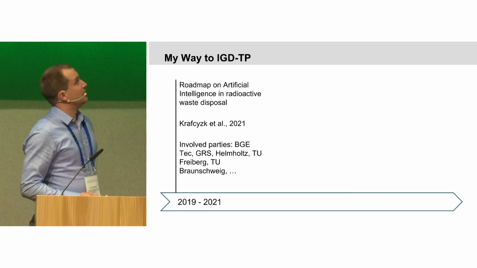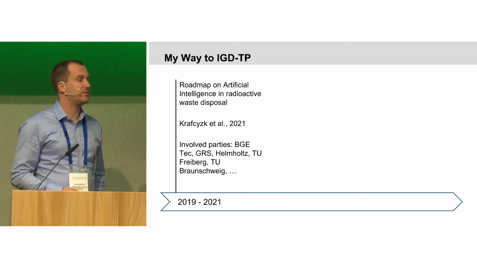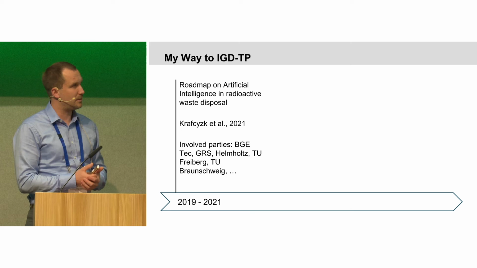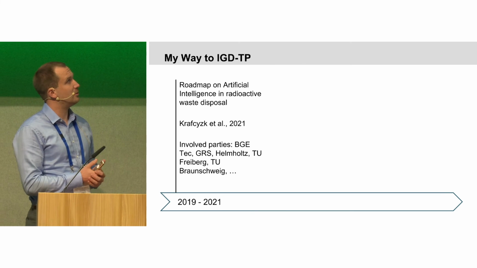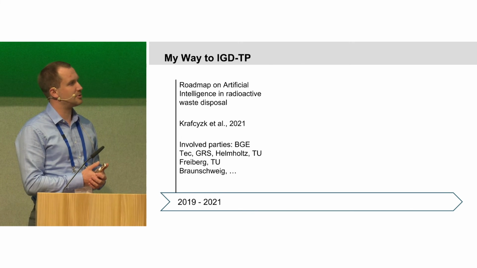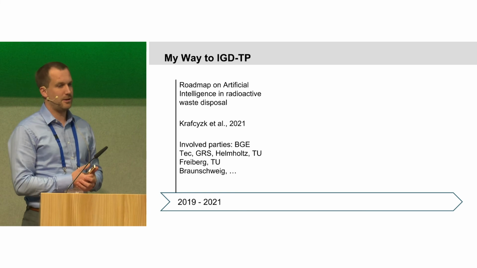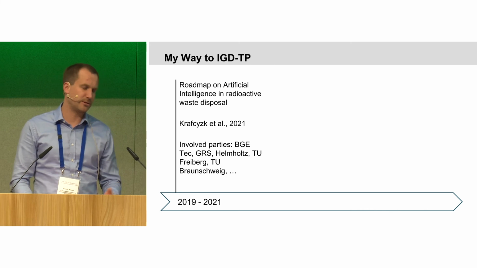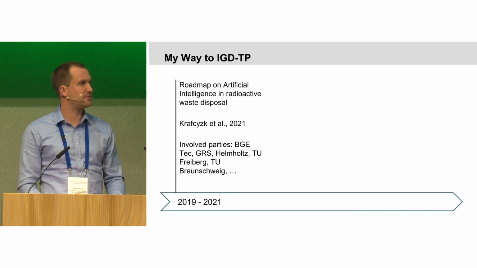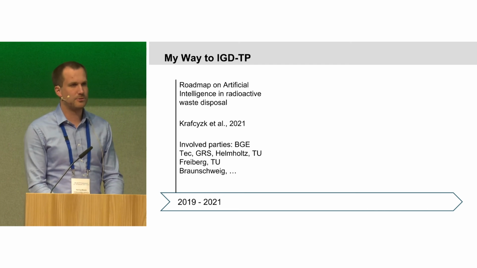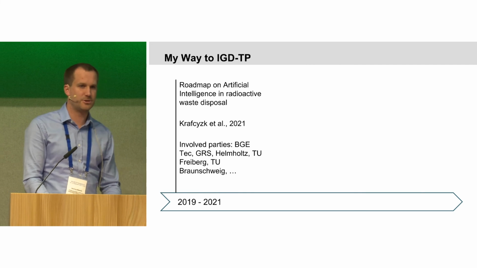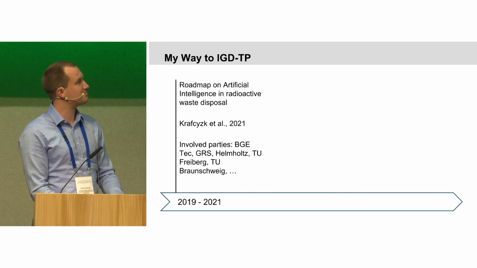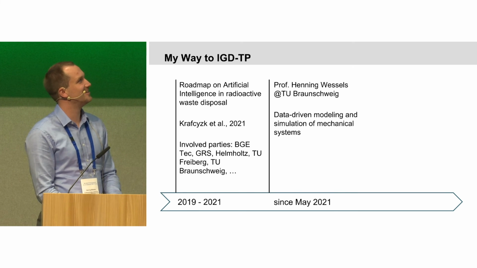In 2019 to 2021, there was a roadmap initiated at the TU Braunschweig by Manfred Kraftschik, my colleague, head of the Institute of Computational Modeling and Civil Engineering, and Joachim Stahlmann, who has been working on geomechanics and geotechnics for the past years. He's a professor also at TU Braunschweig. And they initiated together the roadmap on artificial intelligence in radioactive waste disposal. Unfortunately, this roadmap is written in German, but anyways.